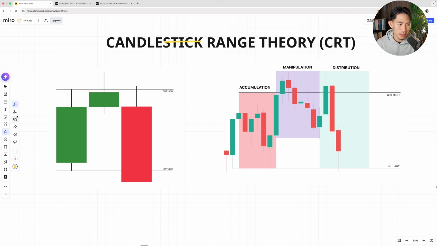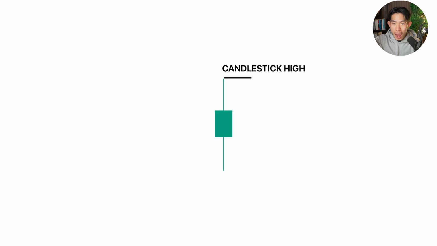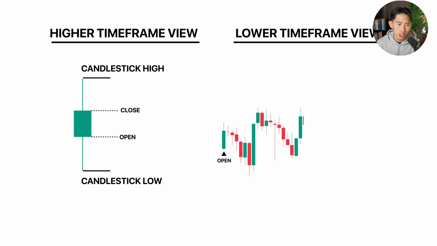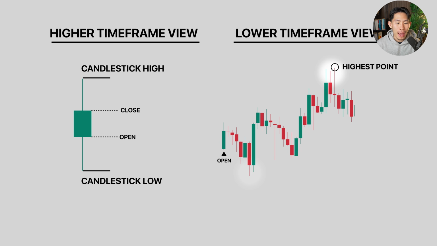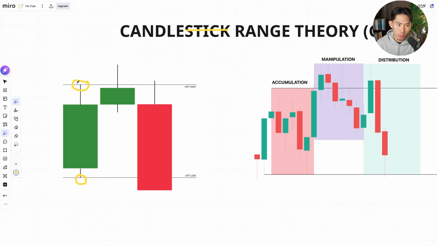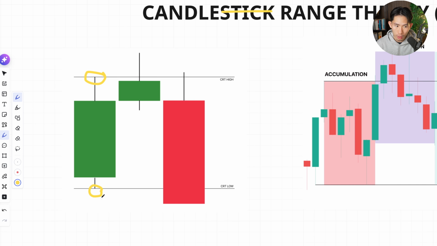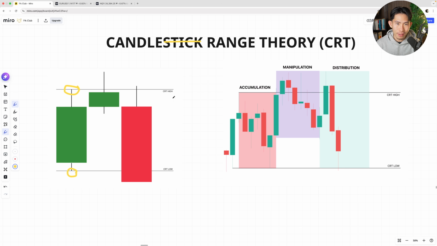And basically, you must understand the anatomy of a candlestick. Every single candlestick has a high and a low. There's a highest point that price went to when the candlestick is being formed, and then there's the lowest point that price went to while the candlestick is being formed, right? So this is your candlestick high, and this is your candlestick low, which also means that technically every candle creates a range, right? Because we got a high here, we got a low here, and this becomes the range which governs the entire candlestick. And CRT is about using that candle's range as the framework for reading price.